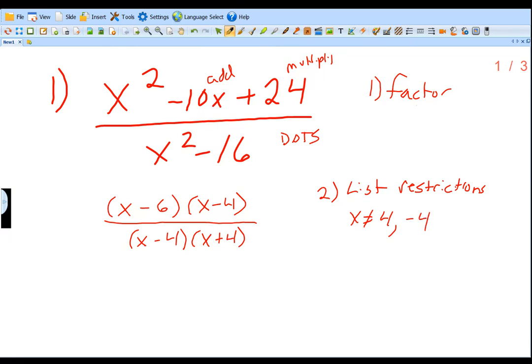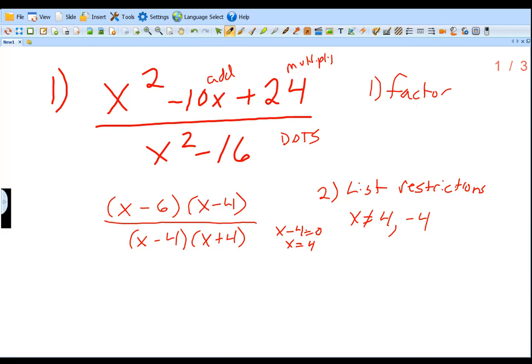So again, to get the restrictions, after you factor, it's whatever makes the denominator 0. So you want to go with whatever is opposite inside the parentheses. Another way you can do that is set whatever's inside the parentheses equal to 0 and solve for what the restrictions would be. And we list the restrictions as x cannot be 4 and x cannot be negative 4, because if you have 4 or negative 4, that would make it undefined.